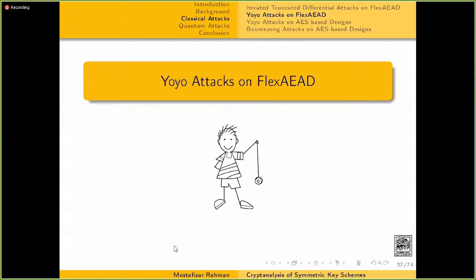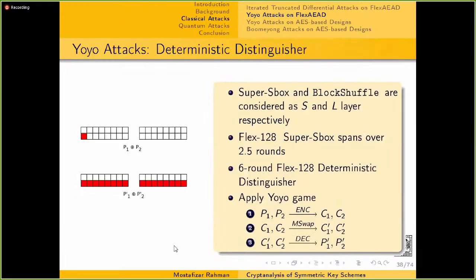In this case, we will use the super S-box construction. First of all, the super S-box that spans over 2.5 rounds is considered, and the linear layer is the block of a layer. Now we combine these two and directly apply the result of the random matrices. In this way, we can design the distinguisher for 6-round Flex 128.